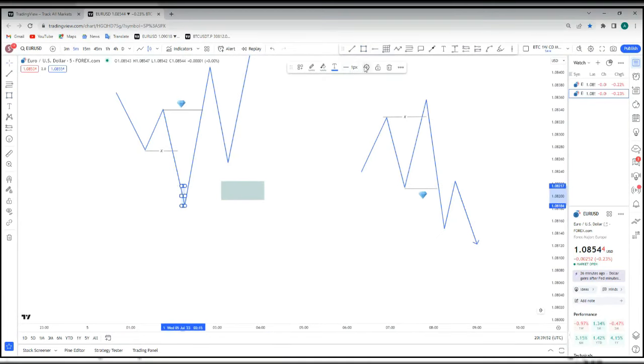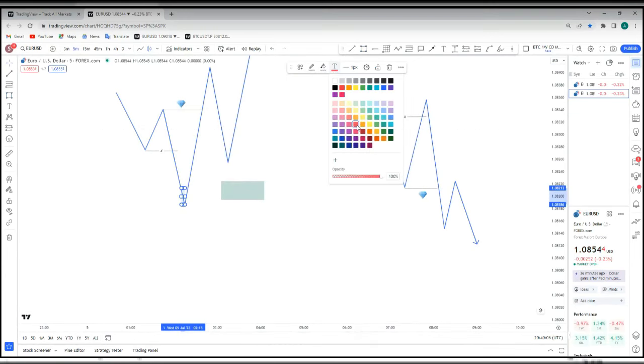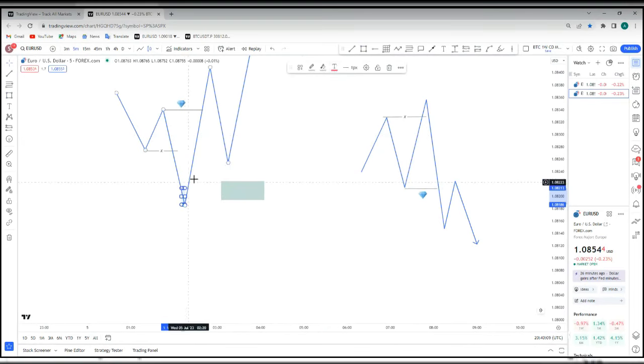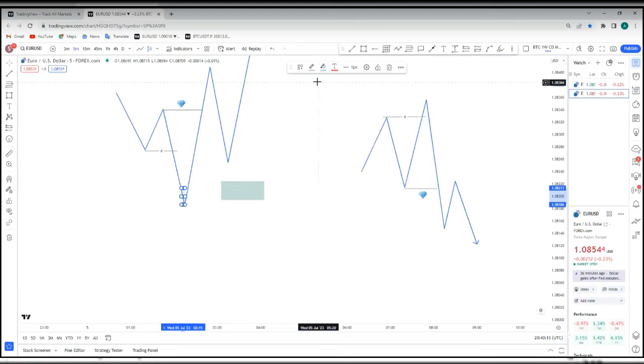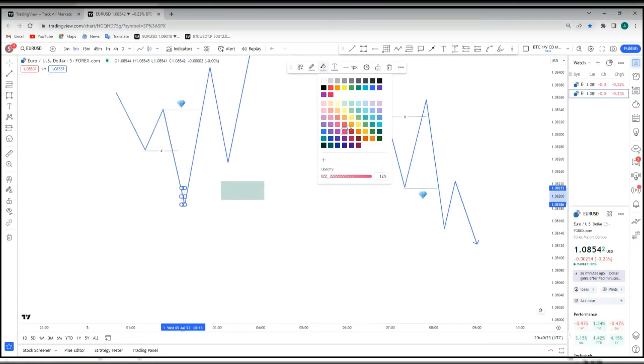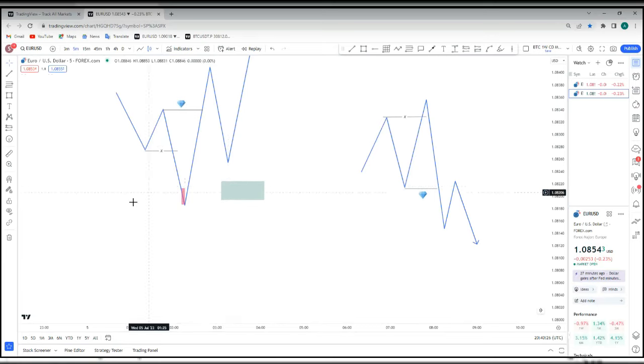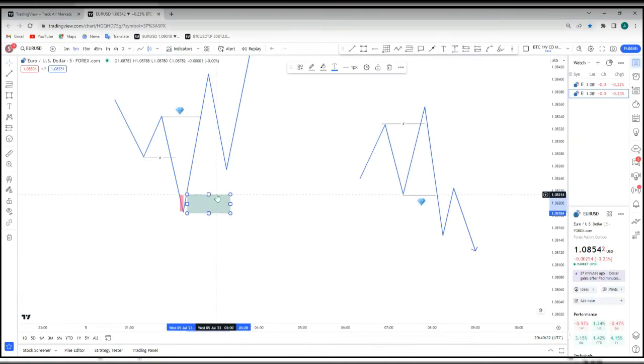Okay, I'm coming. Let me change the color. Okay, let's see, we have the other block right here. Can you guys see it? Now the last opposite candle before this massive push is what most of you categorize as what? Other block.